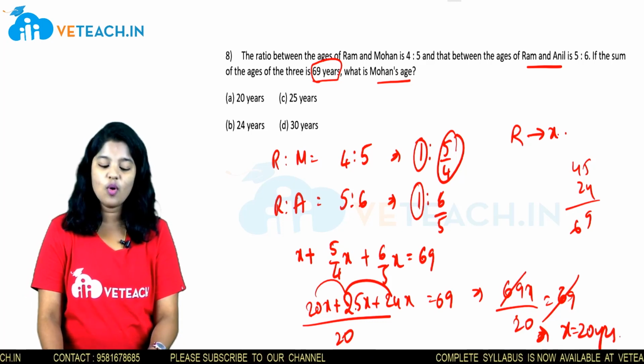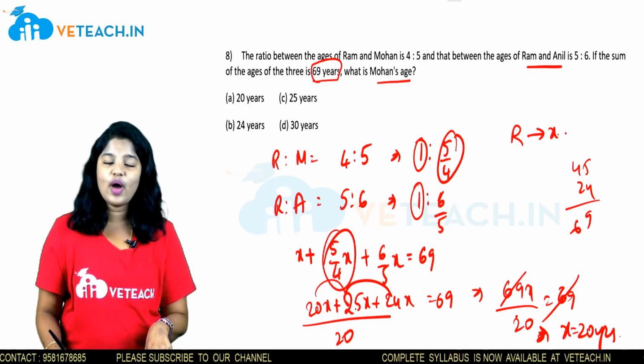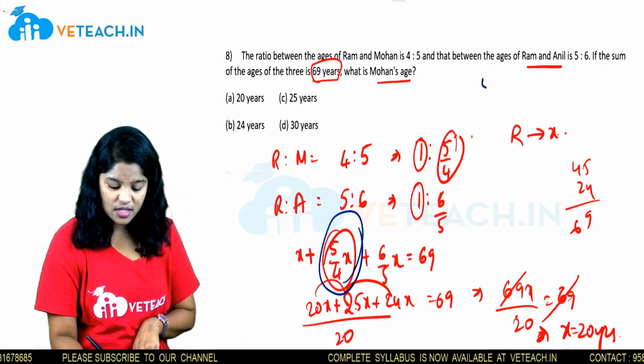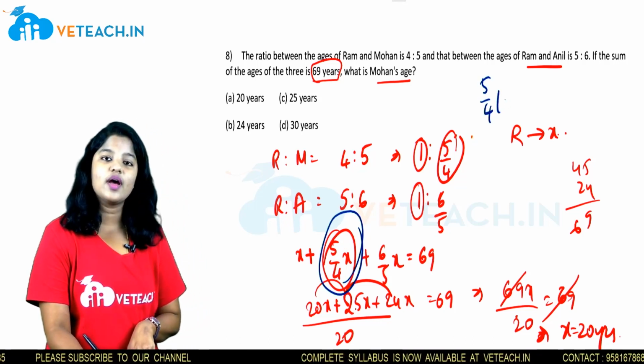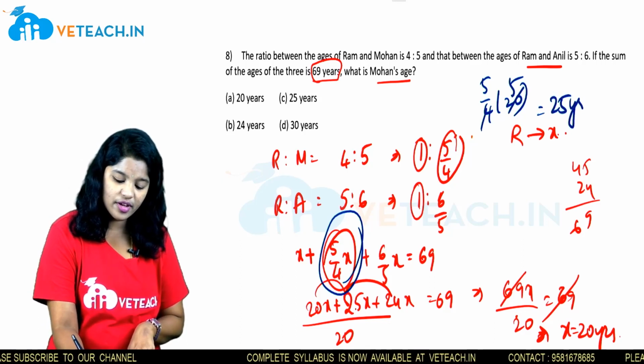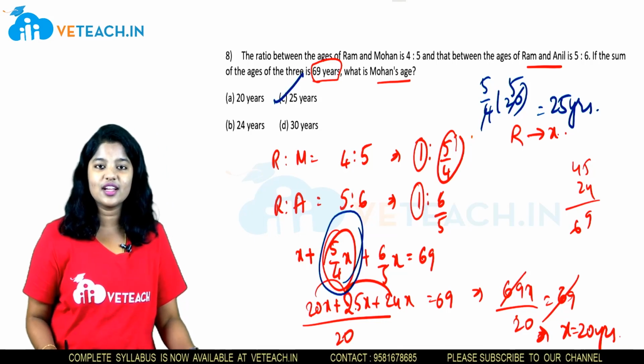We have to find out Mohan's age. So what is Mohan's age? Mohan's age is 5/4 of x. So 5/4 into x value, which is 20. So 1 time 5 times, that is equal to 25 years. So the age of Mohan is 25 years. Option C is our correct answer.